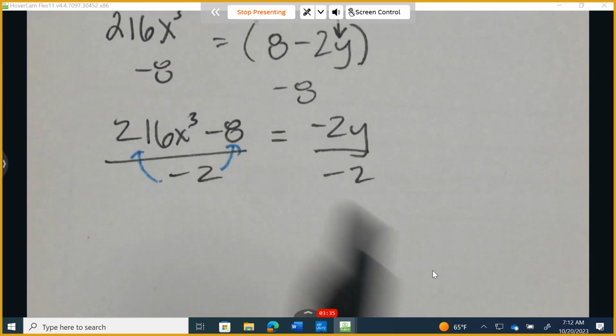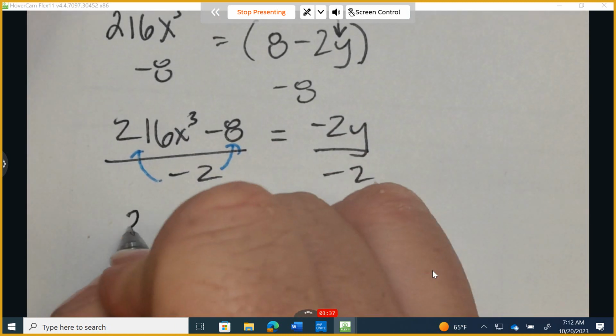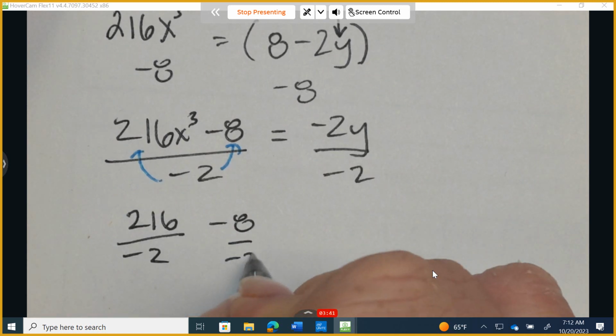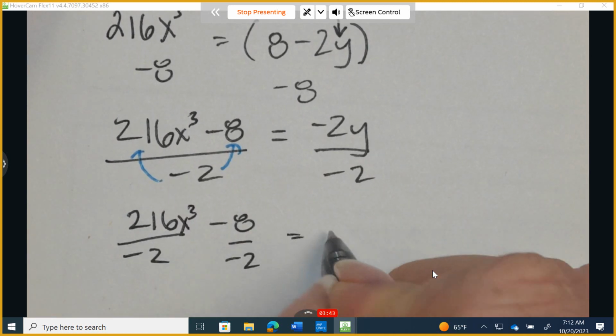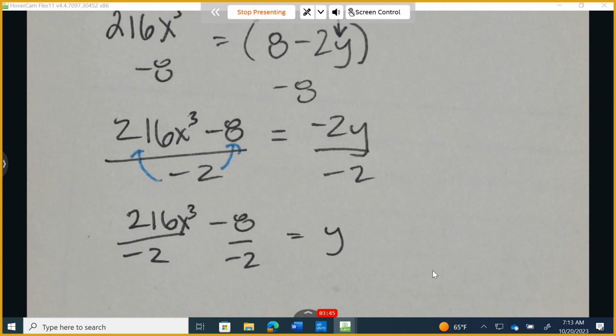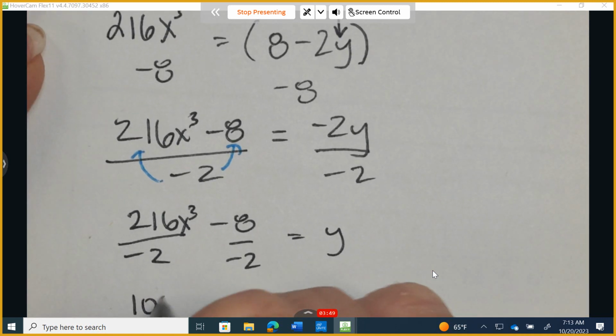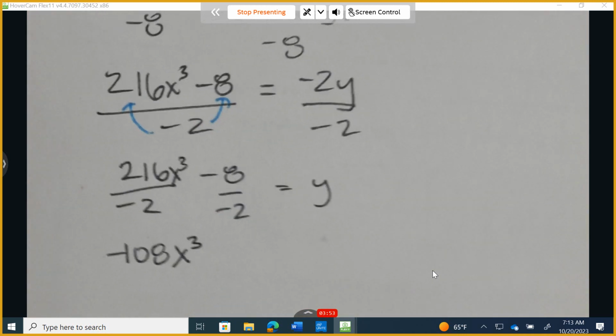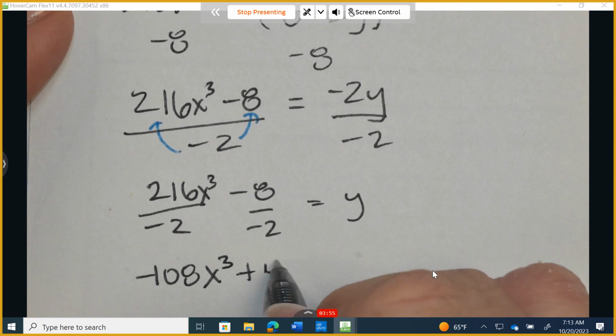So I will do this the slower way. I'm going to take 216 and divide it by -2, and -8 divided by -2. And now y is by itself. What is 216 divided by 2? 108, bring down the negative sign. And -8 divided by -2 is +4.